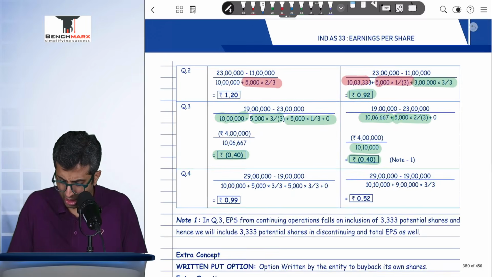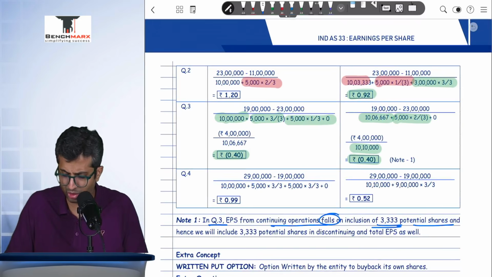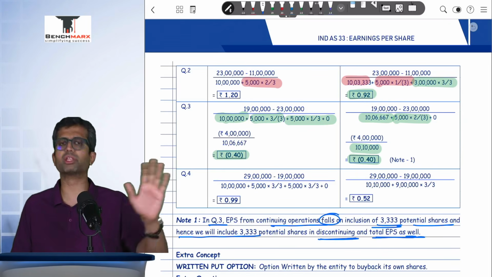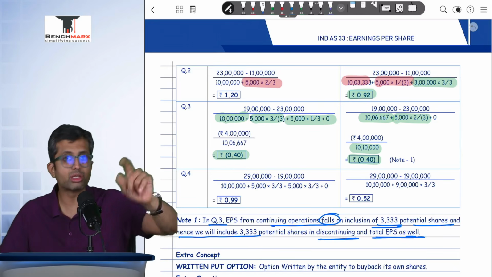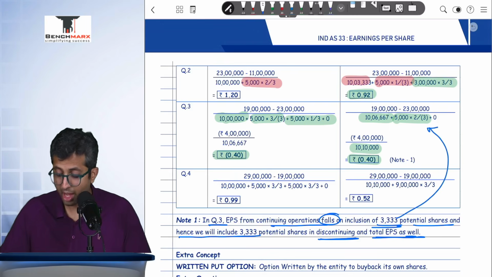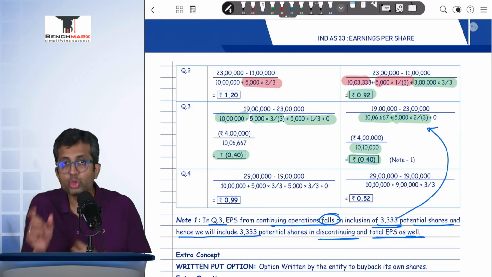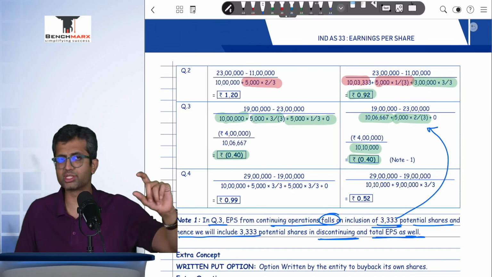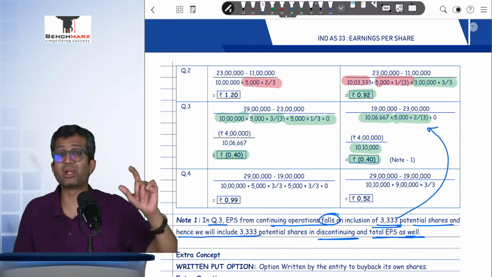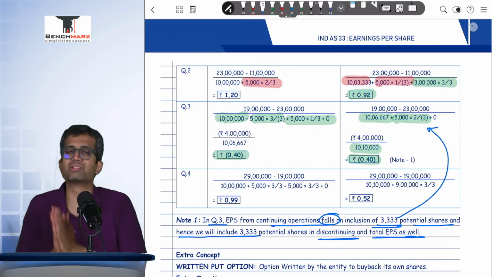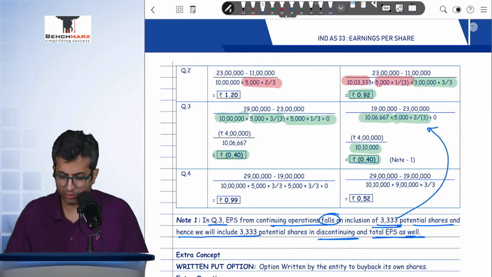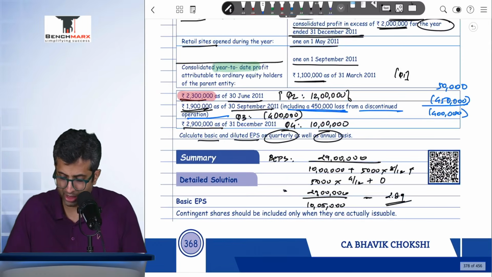over here in quarter 3, EPS from continuing operations falls on the inclusion of 3,333 potential shares, and hence we will include them even in the discontinuing as well as total EPS. Here we have done the working based on total. However, we have included the 3,333. These we have included because the inclusion of these items will dilute the EPS from continuing operations. That is 50,000 divided by 10 lakh 6,667 and 50,000 divided by 10 lakh 10,000. You will find that the inclusion of this 3,333 dilutes the EPS from continuing operations, and hence we will include it everywhere.